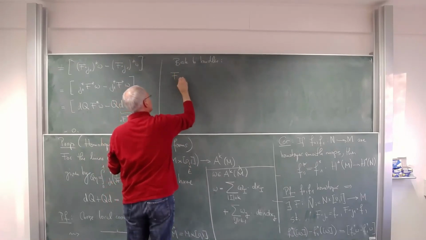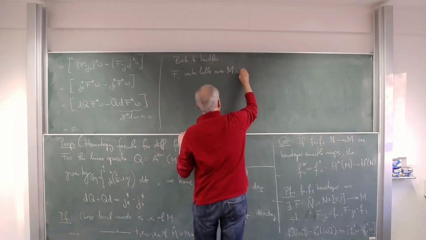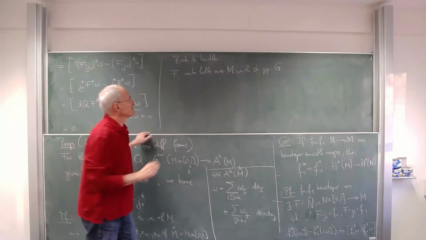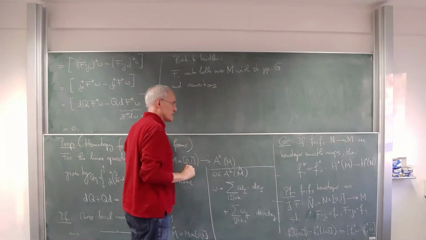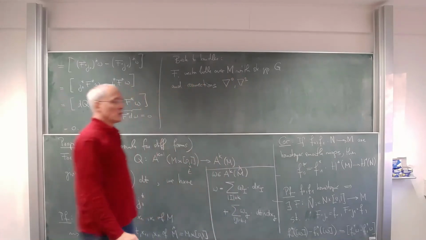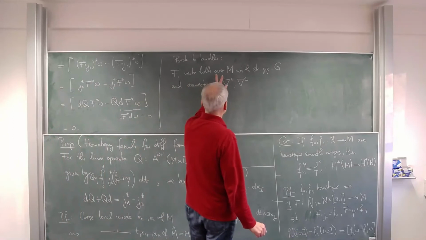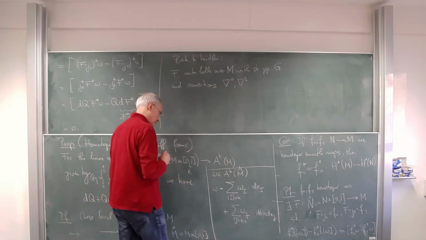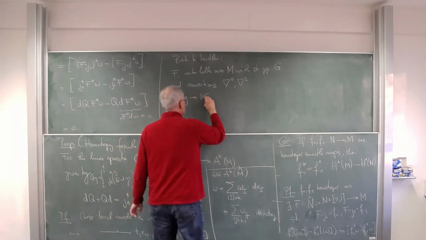So F is a vector bundle over M, with structure group G, and two connections. I have the associated covariant derivatives, which I denote by nabla 0 and nabla 1, and I'm going to work with those and their associated connection forms. So I have a bundle with two connections, and I have a homogeneous invariant polynomial P on the Lie algebra of G.